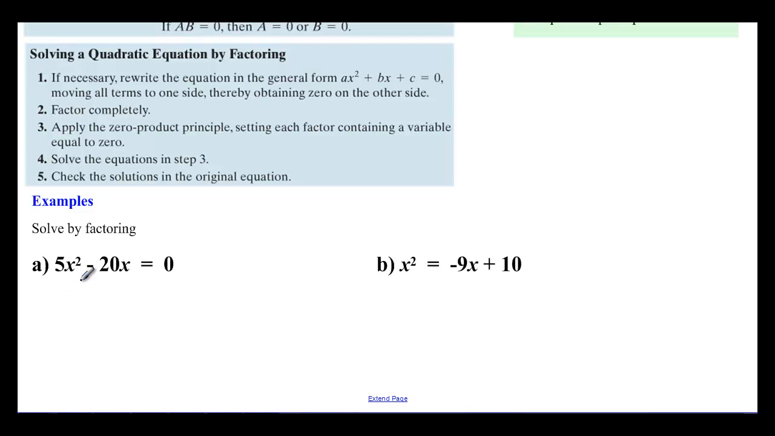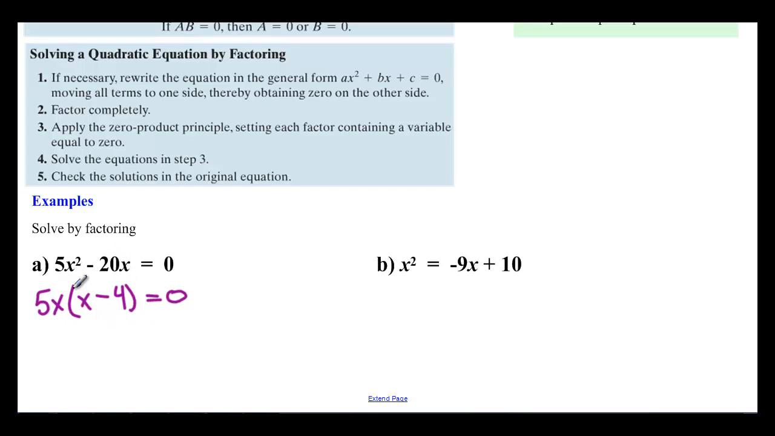So here, for our 5x squared minus 20x is 0, we can factor a 5x out. So whenever you're factoring, you're always going to look at all the terms and see if there's anything in common amongst all of them. So there's a 5x in common, and that's going to leave us with x minus 4, and that'll equal 0. And if you want to double check, just 5x times x is 5x squared, and 5x times a -4 is a -20x.